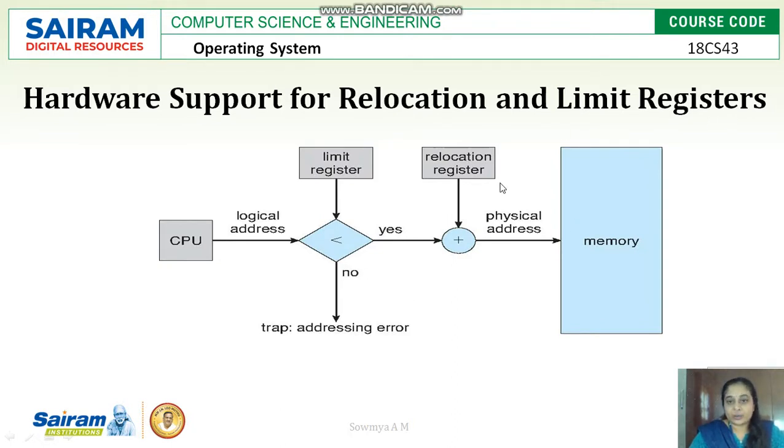In the relocation address, the logical address is added with the relocation register address. Then you can find the physical address where the process is saved in the main memory.